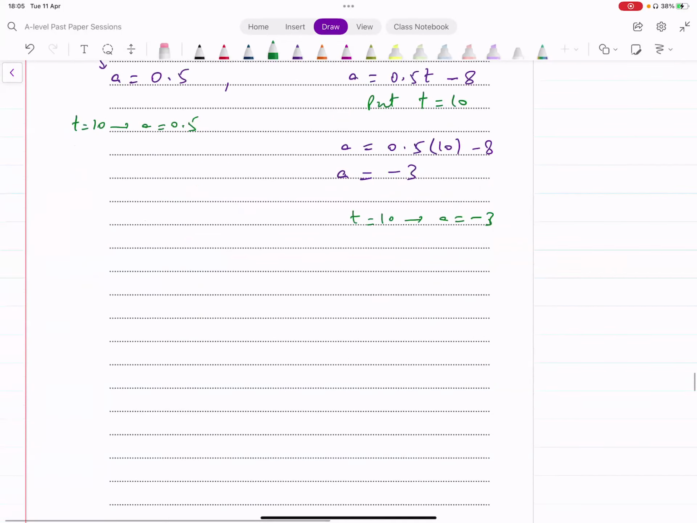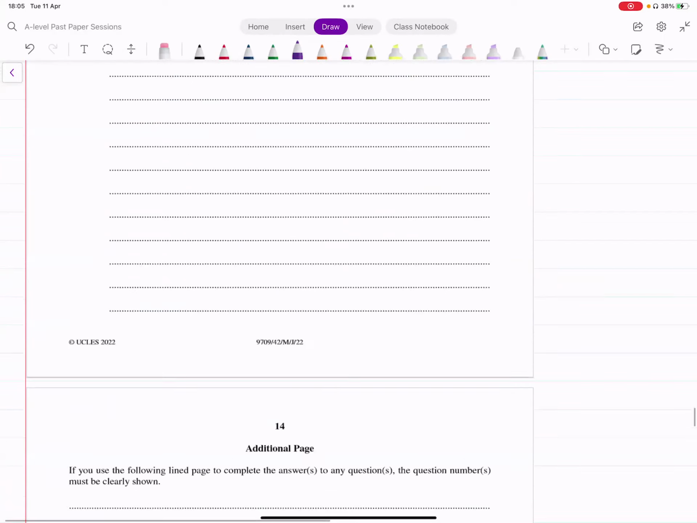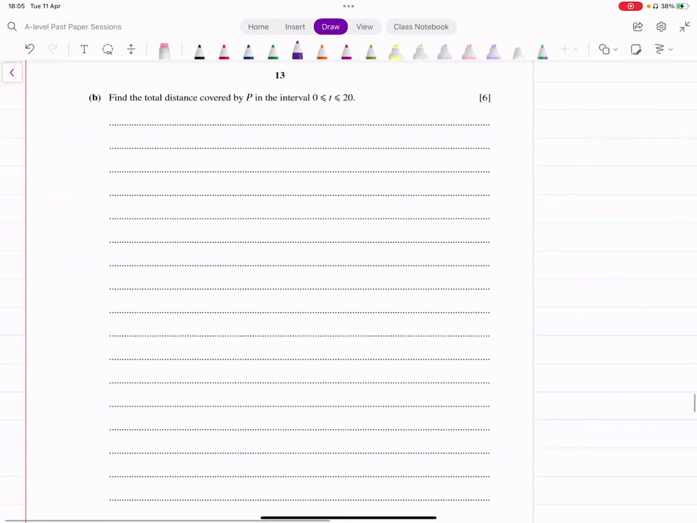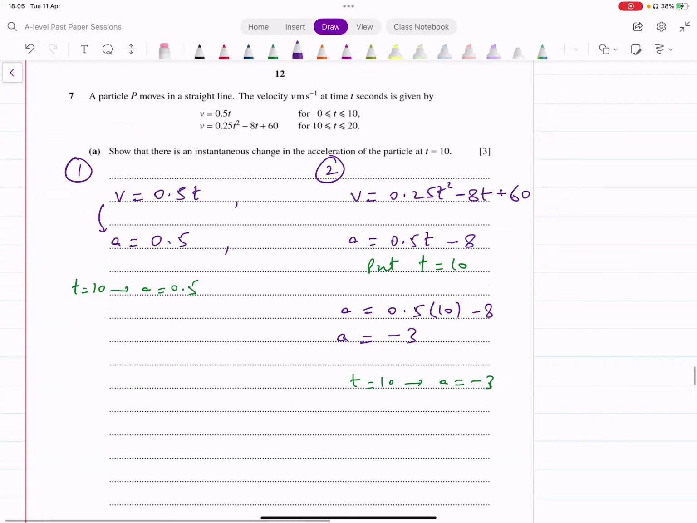Let's move on. Part B of this. It says find the total distance covered by P in the interval 0 to 20. 0 to 20 में आपने total distance covered निकालना है इस particle के लिए. Now, how do we figure this out? Displacement की equations निकालेंगे और उनमें limits input कर देंगे 0 से 10 और 10 से 20. But you have to be a bit careful in problems like these.